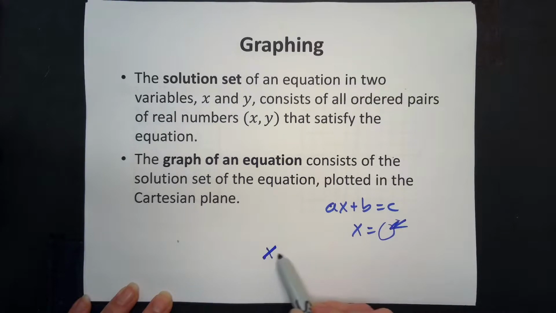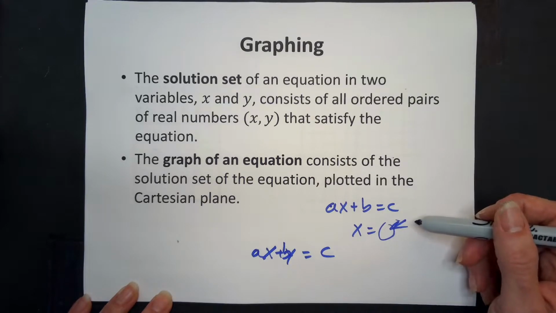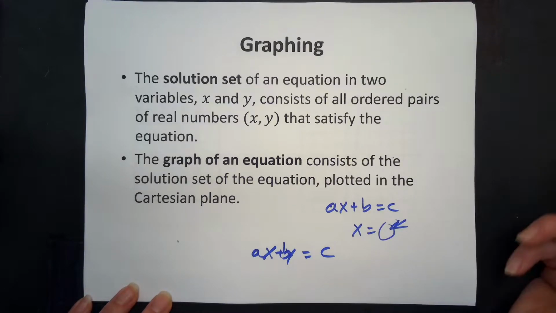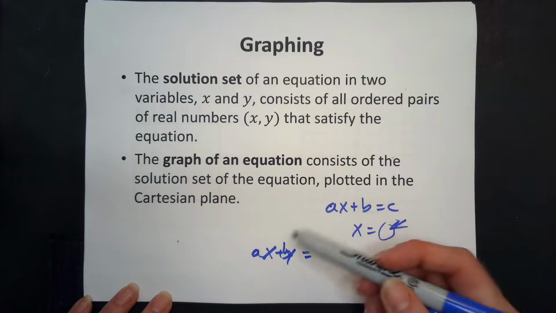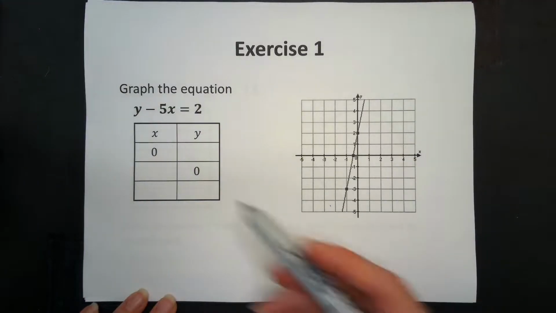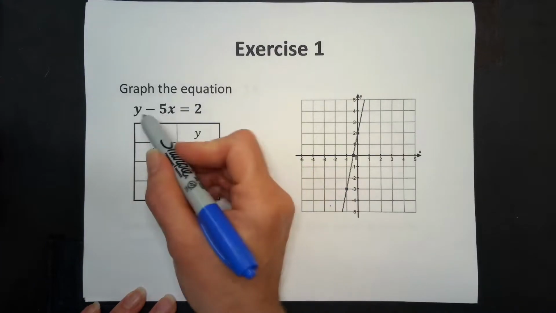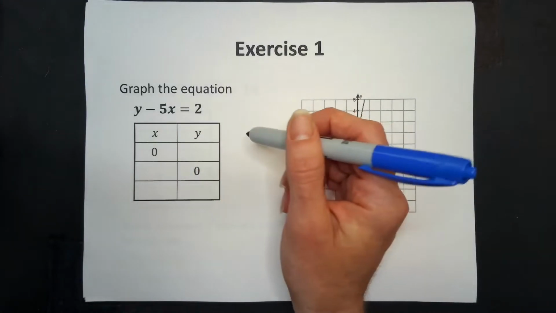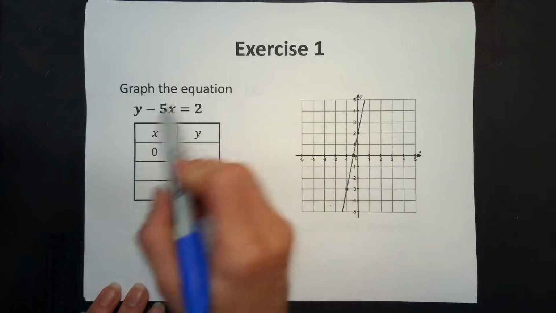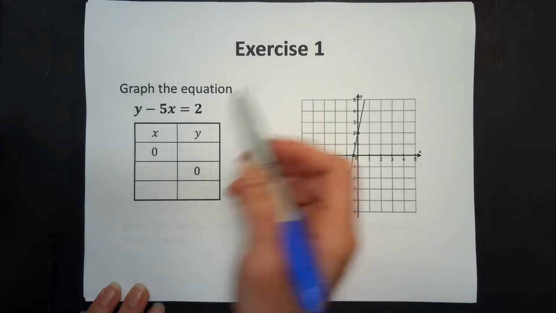Now, if we have x and y, there's a whole bunch of numbers that would satisfy this. Before, when we were in one variable, we only got one solution back out, unless you're talking about some kind of inequality or absolute value. But when we have a linear equation in 2 variables, there's an infinite number of solutions, and the only way you can represent those is with a line. So for examples here, it says graph the equation. They give us the equation in exercise 1 as y minus 5x equals 2.